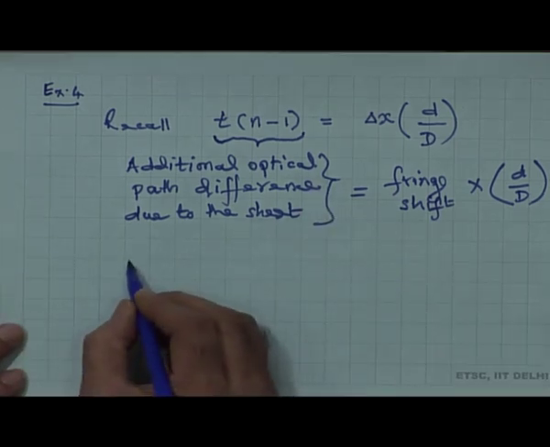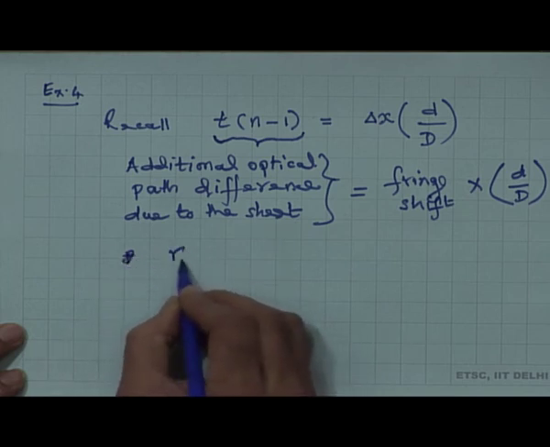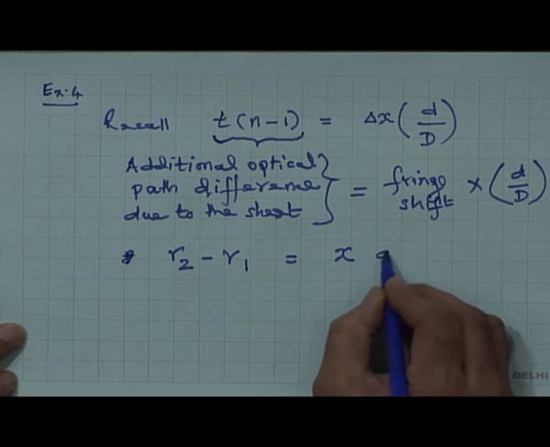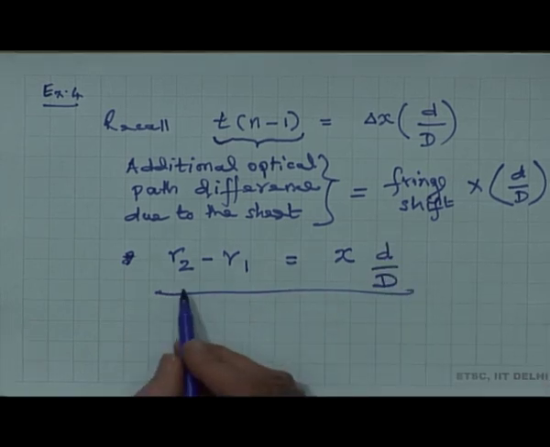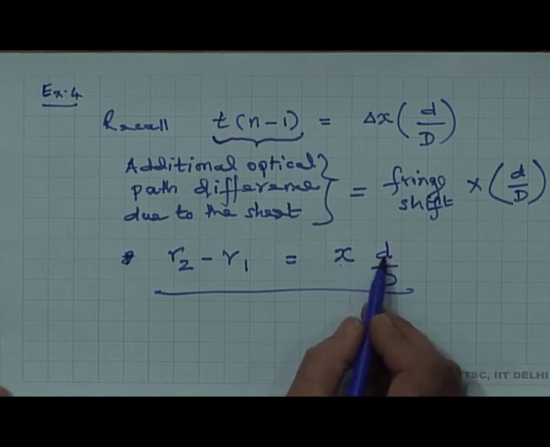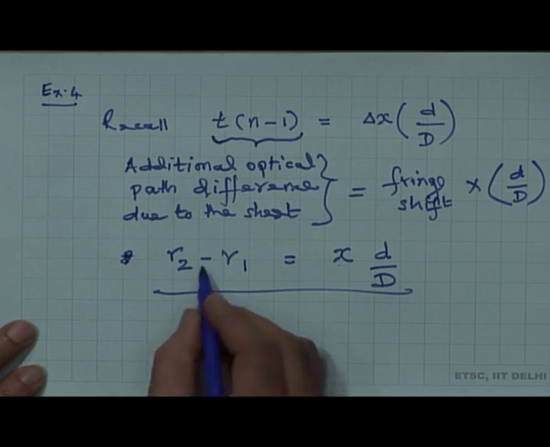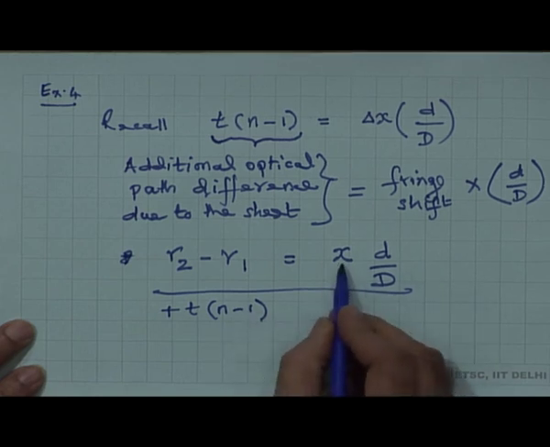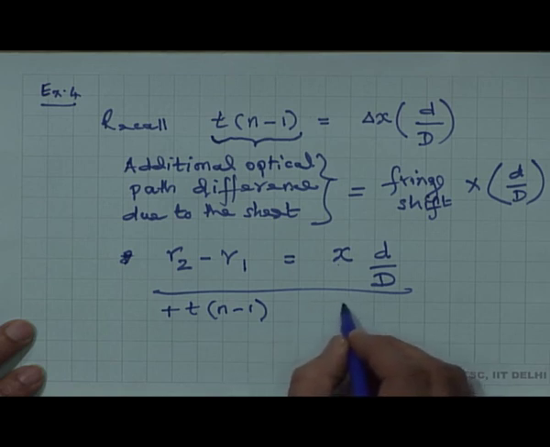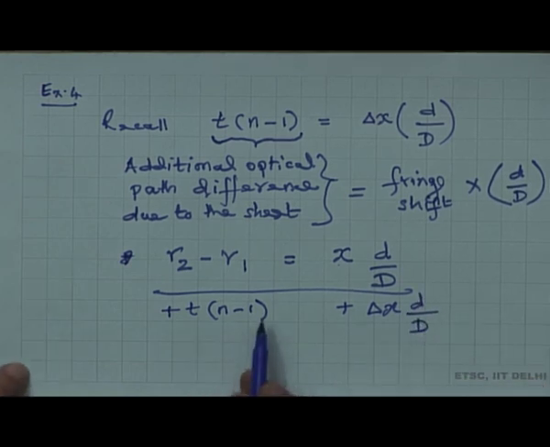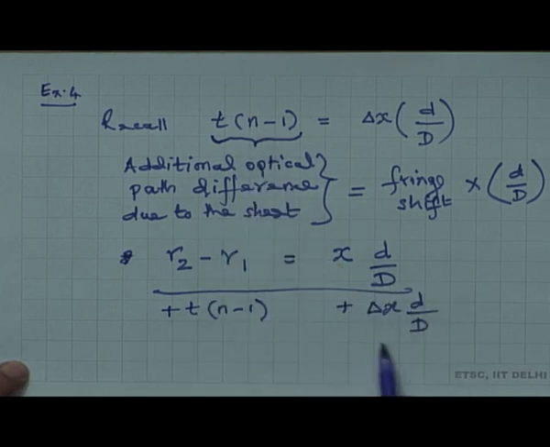We know that we have derived that the path difference R2 minus R1 at a point P whose coordinate is x is equal to x into d by D. Now, if you add an additional path difference T into n minus 1, then because of the additional optical path difference the position x will shift, such that this will be equal to x plus delta x, I call this delta x, into d by D. And therefore, this additional path difference is equal to delta x into d by D.